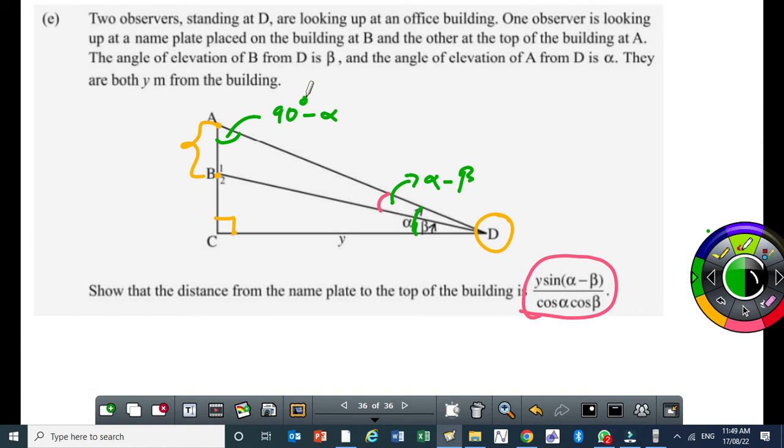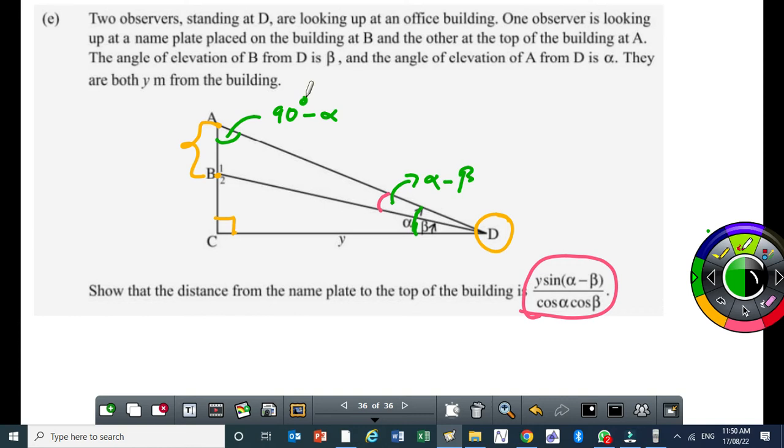Okay? I'm almost there now. And I'm thinking now about my reduction formula. Because if I say sine 90 minus alpha here, I'll get cos alpha. If I say cos 90 minus alpha, I'll get what? Sine alpha. Which means this cos alpha here is likely to come from sine 90 minus what? Alpha. Okay, let's get on.